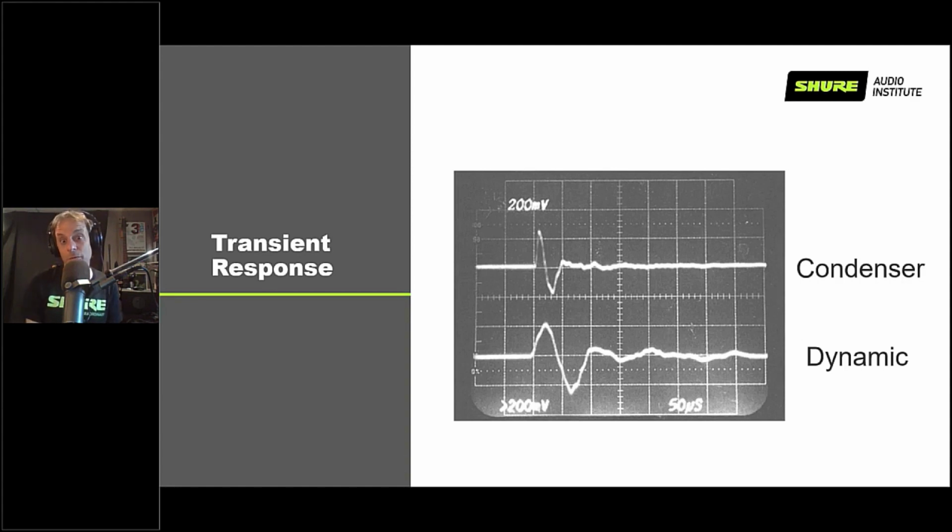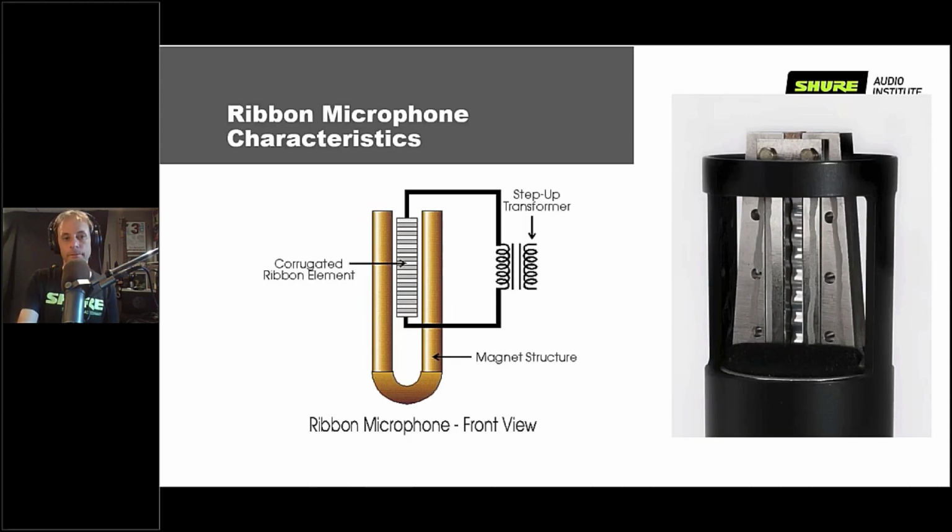They do tend to be somewhat more expensive than dynamic microphones as well. That's just something to think about. And they have that issue of needing power.